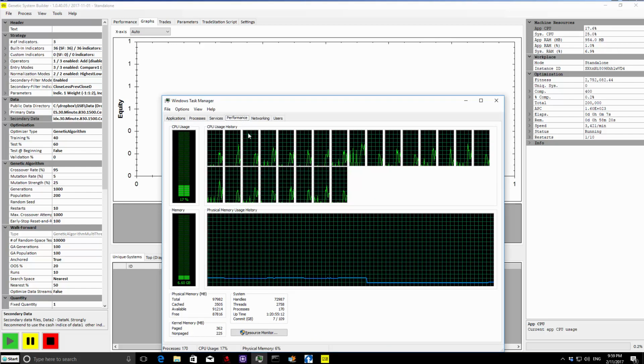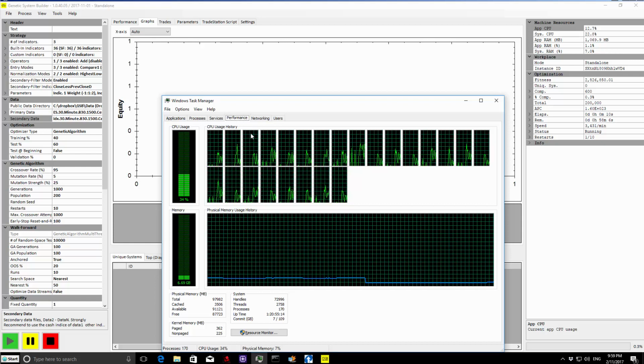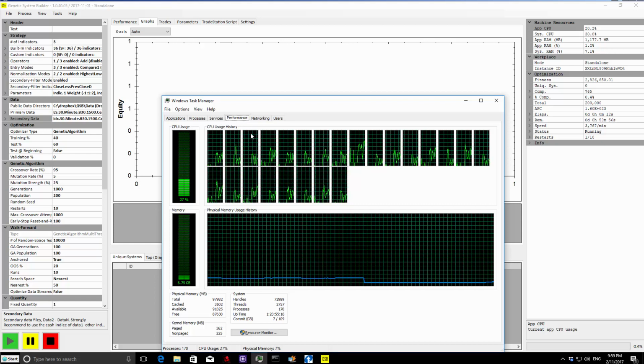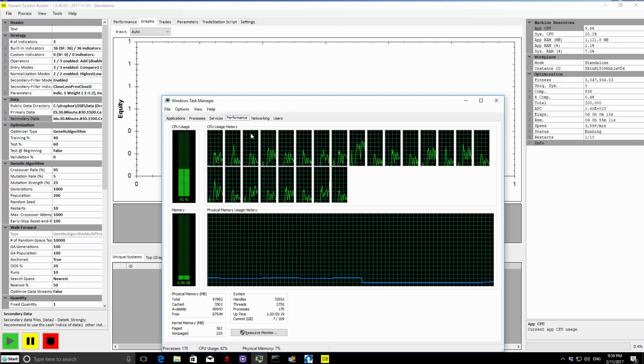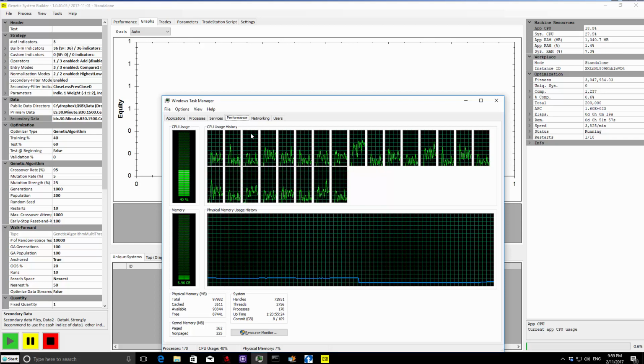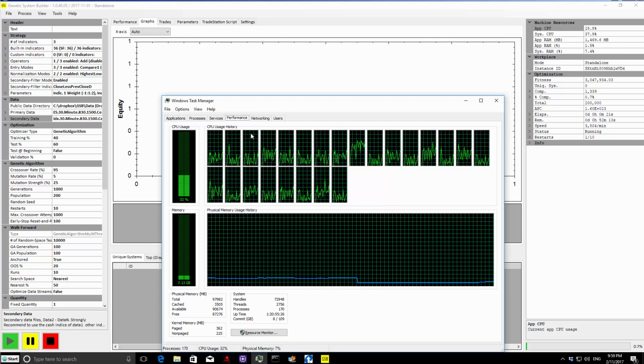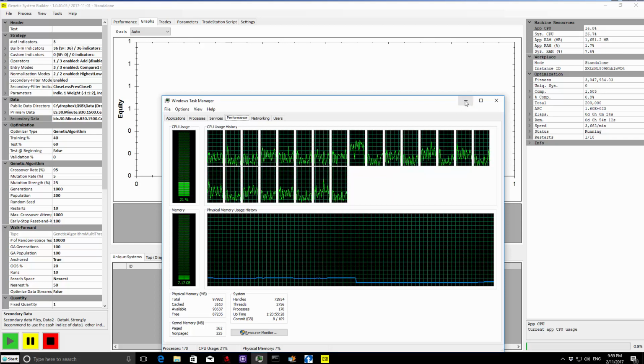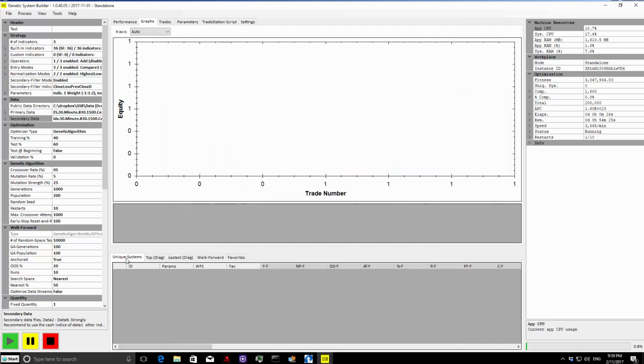You'll note that the CPU is driven fairly mildly, so I can run quite a few copies of GSB on this machine or other machines in client server mode. So we're going to leave GSB to run for half an hour or more, and it will start populating the systems in this unique system list here. Because we've got a very tight filter on the sort of systems we're looking for, it'll take some time to find a system that meets our metrics, and then we're going to choose the best of those systems and walk forward them.